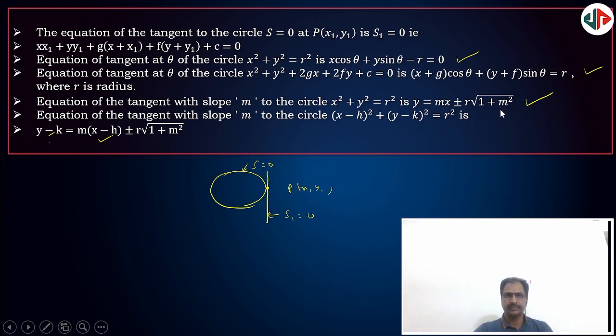What is the meaning of it? Whenever the slope of the tangent is given, you have to use that formula. Whenever a point on the circle is given, you have to use S1 = 0. Okay.